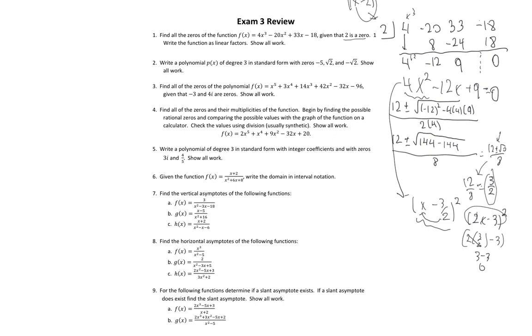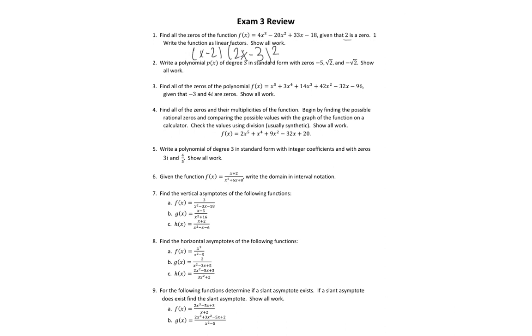To go back to this, our zeros were 2 and 3/2, and writing as a function of linear factors, we're going to get x minus 2 times 2x minus 3 squared. Let me erase that, make it a little easier to see. And then we're done. Go on to this next one.